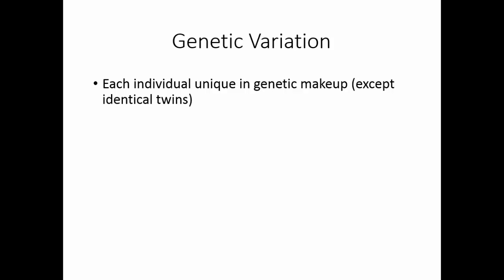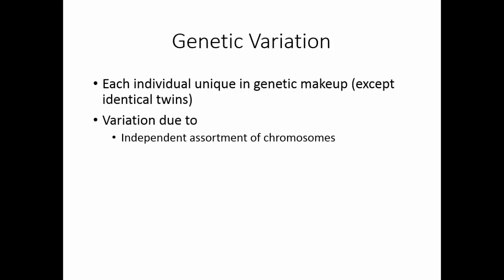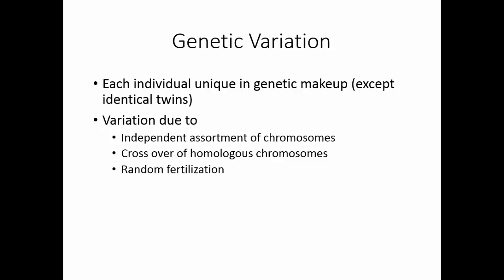Sexual reproduction allows for genetic variation in humans. This means that each individual is unique in their genetic makeup, unless of course you have an identical twin. Genetic variation is due to independent assortment of chromosomes, crossover of homologous chromosomes during meiosis I, and random fertilization.